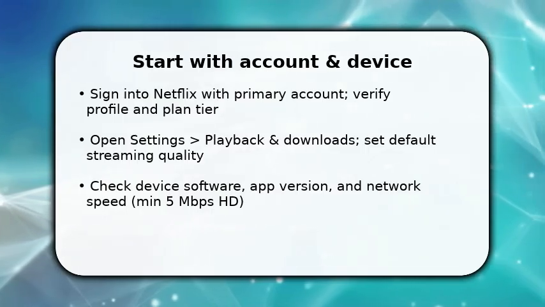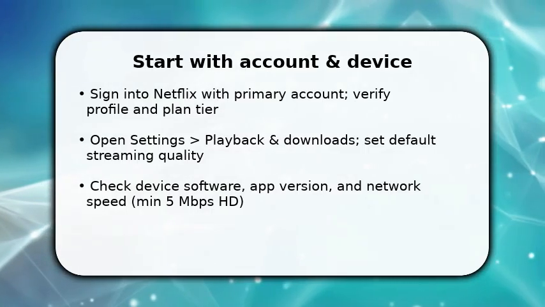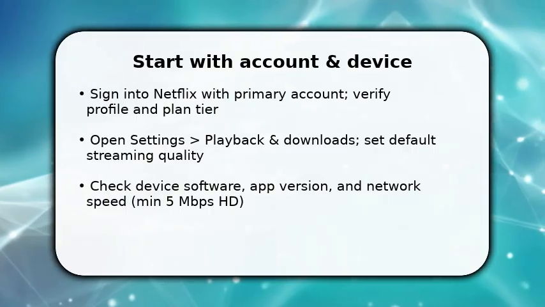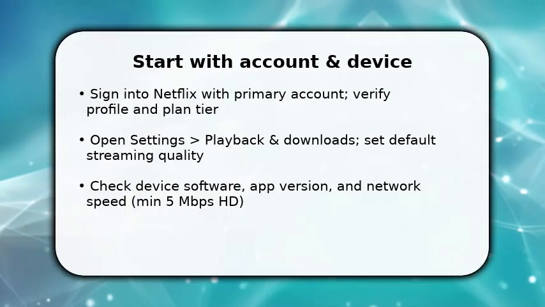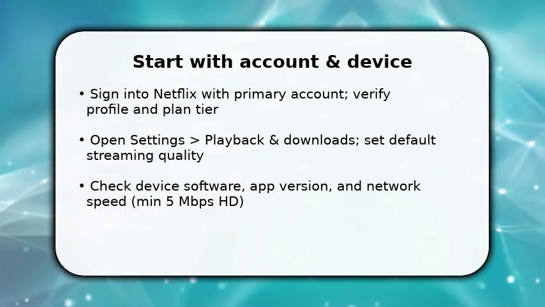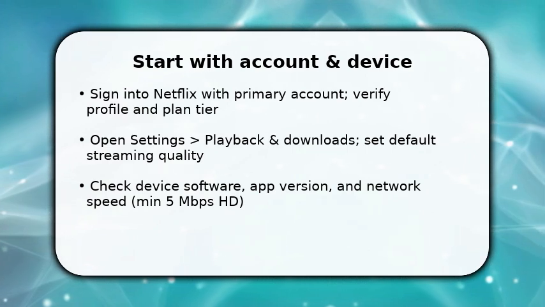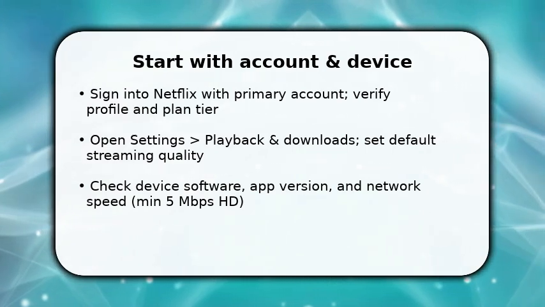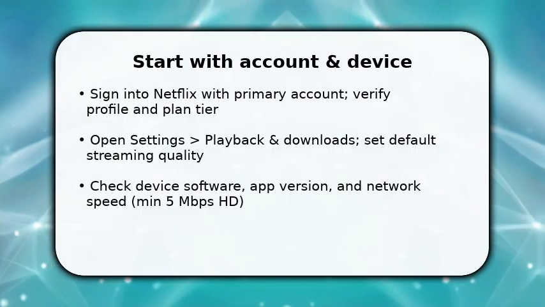Make sure the target device's OS and Netflix app are updated, and run a quick network speed check. HD needs roughly 5 Mbps. Doing these first actions prevents common playback issues and prepares the device for the detailed configuration that follows.